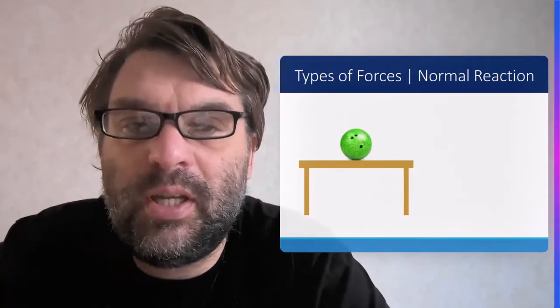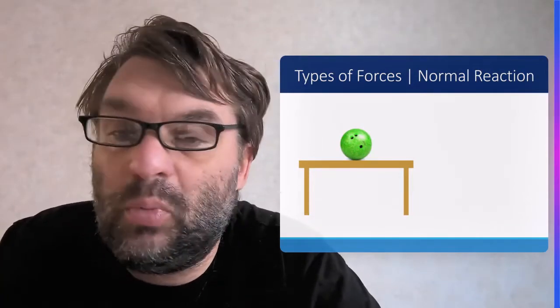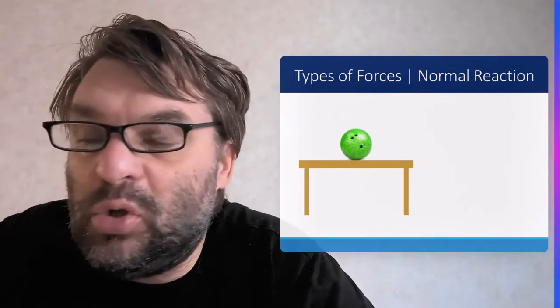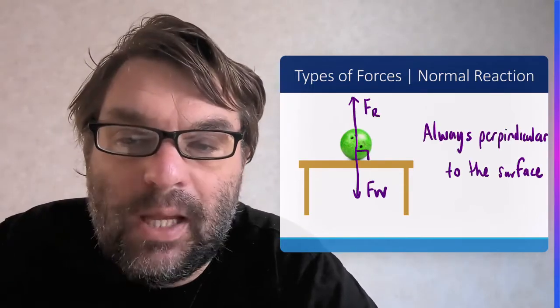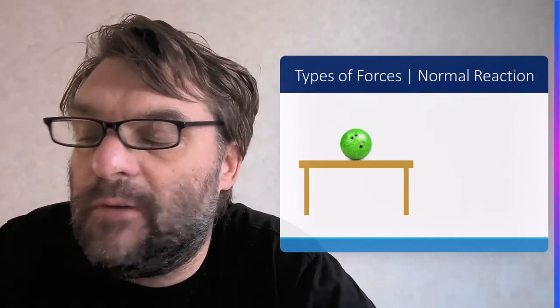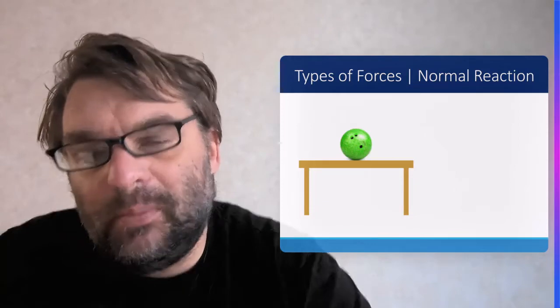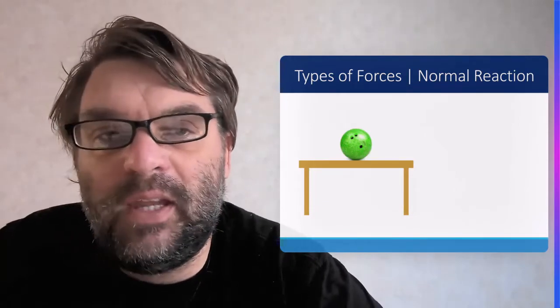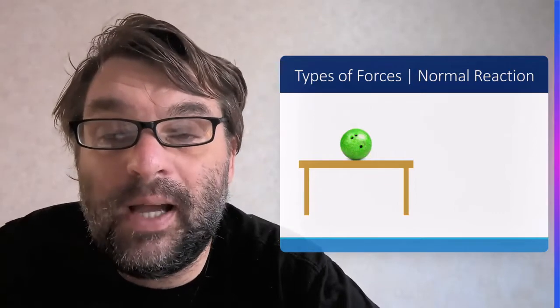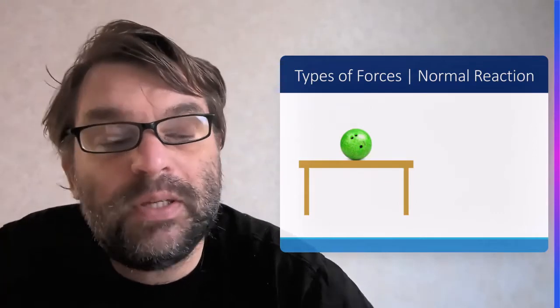Another type of force is the normal reaction force, which people sometimes forget, and that is going to be always perpendicular to the surface. There's going to be right angles to the surface. So you get the weight force going down, and you have the normal reaction force going up. And because that ball's not moving, then it's going to be equal and opposite.